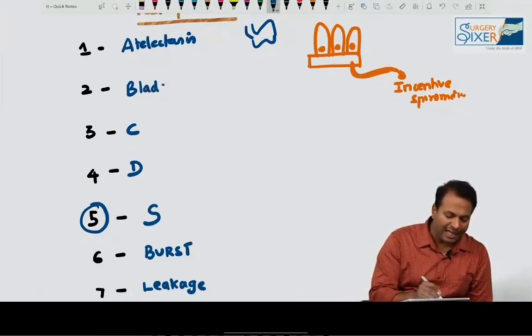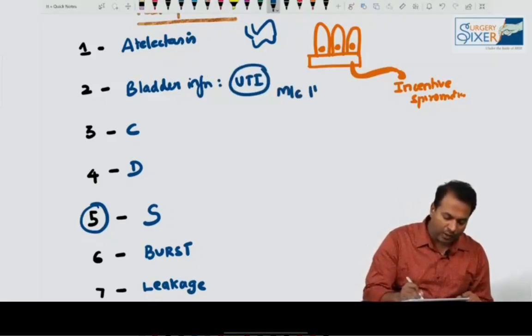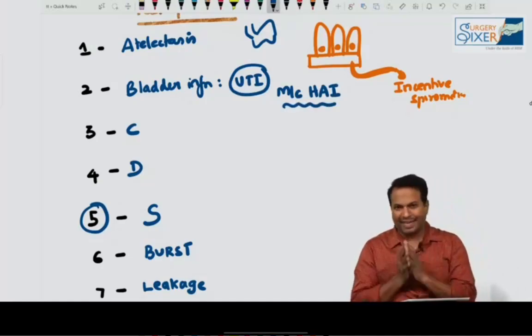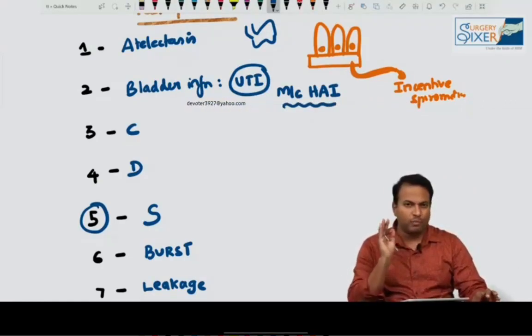Two is for bladder infection, which is nothing but urinary tract infection. The most common cause of hospital-acquired infection is urinary tract infection. That is why by the second day itself we should remove the bladder catheter. So the most common hospital-acquired infection is urinary tract infection. Therefore, please remove the Foley's catheter on the second day itself.